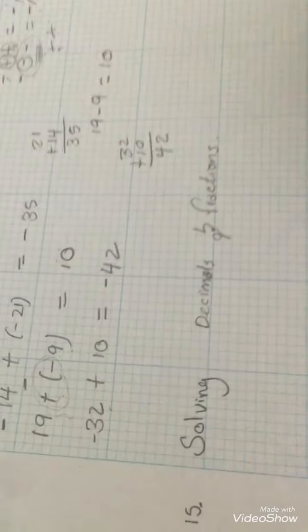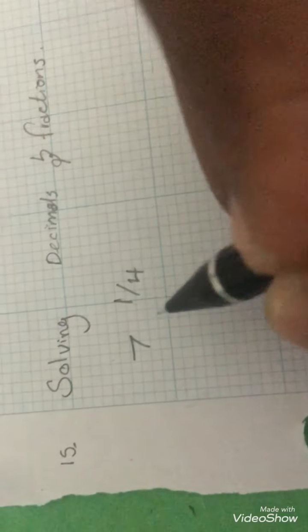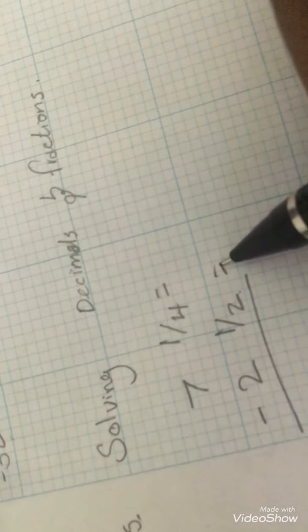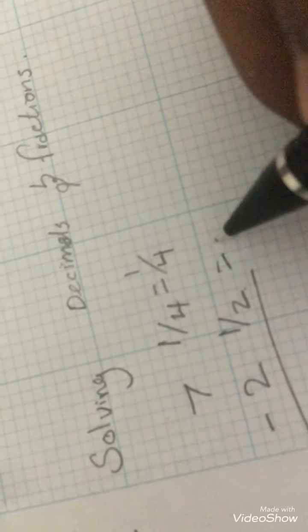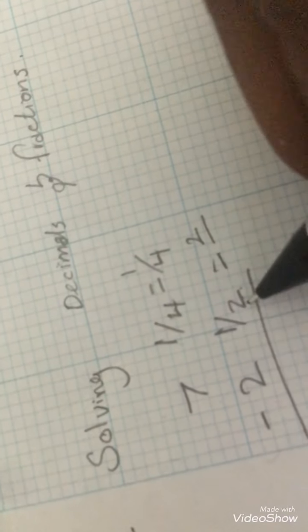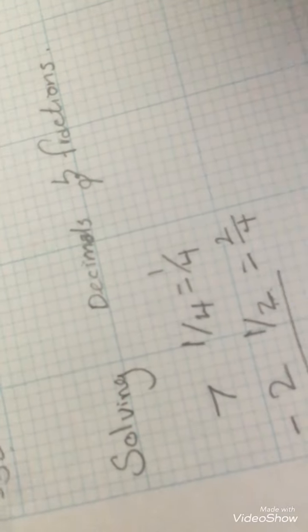Good. So solving decimals and fractions, we have this fraction here, 7, 1 over 4, take away 2, and 1 over 2. Lowest common denominator is 4. So 1 over 4, and same thing we're going to do here. 2 times 1 is 2, and 2 times 2 is 4. Good.